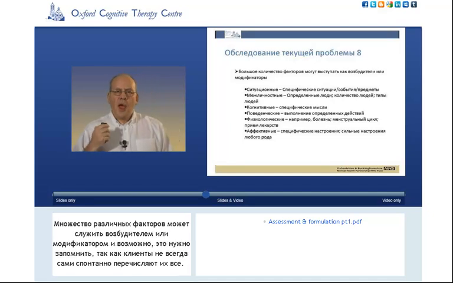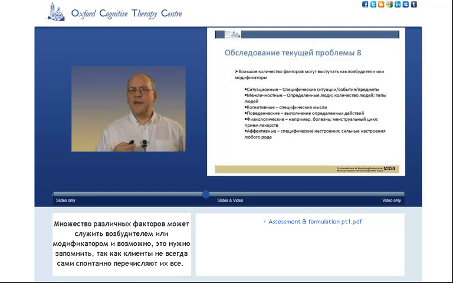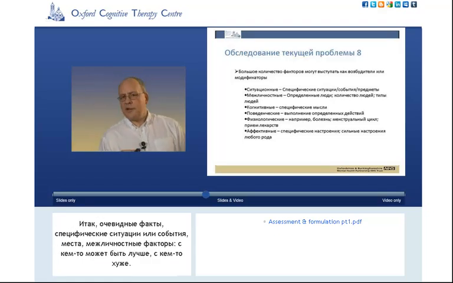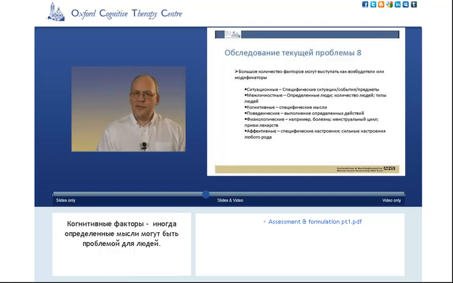Many different kinds of factors can act as triggers or modifiers, and it may be important to keep these in mind because clients sometimes don't come out with all of them spontaneously. So, obvious situational factors: specific situations or events or objects or places. Interpersonal factors: maybe the problem is better or worse with particular people or only occurs in the presence of particular people. Cognitive factors: sometimes specific kinds of thoughts can be problematic for people.